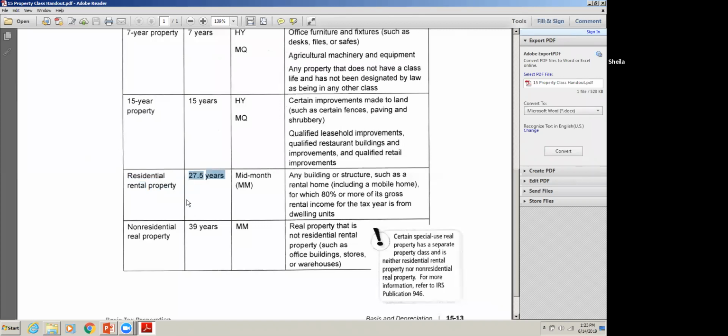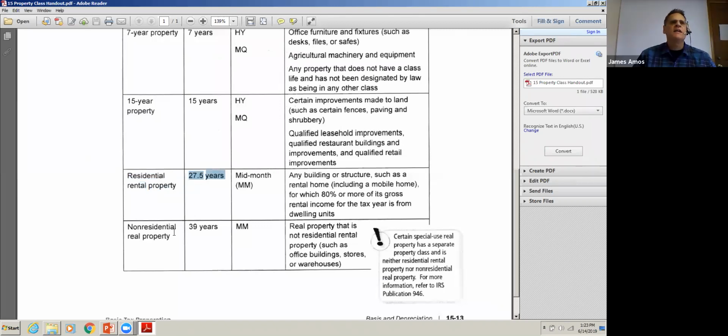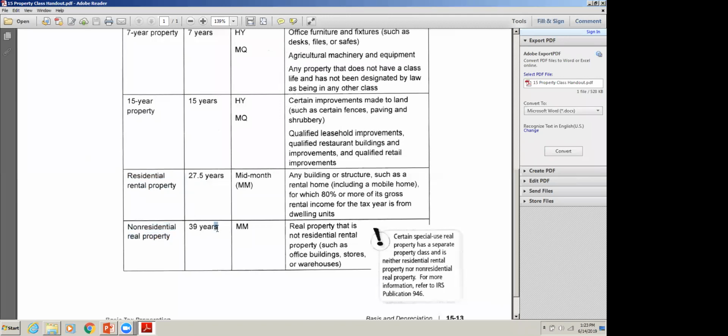27.5. That's right. What if you purchase, let's say, a business building that has office space in it, and you rent those offices out to various professionals? That's called non-residential real property. How long do you depreciate that over? 39 years. Exactly right. Okay.